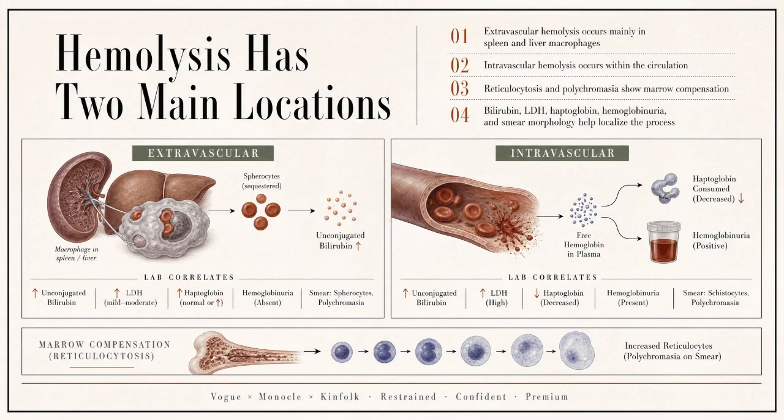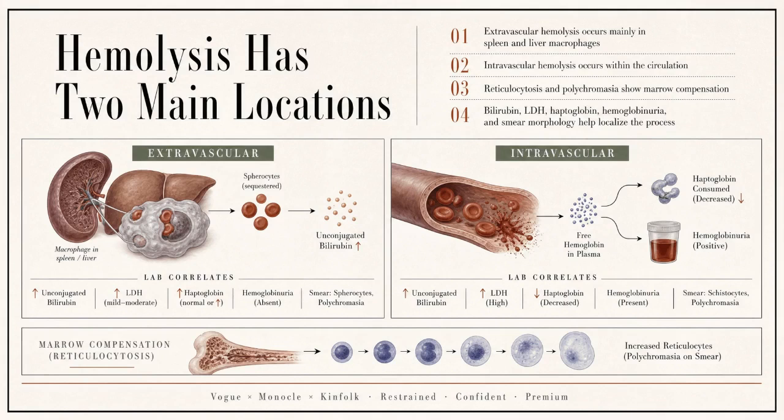Intravascular hemolysis occurs when red cells rupture directly within the circulation. This can happen with complement-mediated destruction, severe mechanical injury, some toxins, infections, or transfusion reactions. Both types of hemolysis can produce anemia, jaundice, increased LDH, and reticulocytosis if the marrow is able to respond.